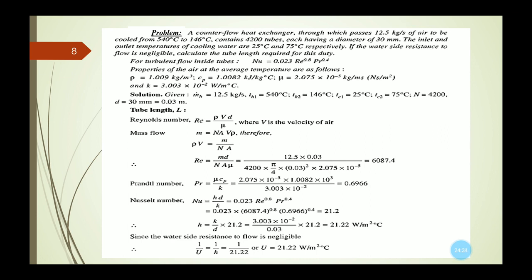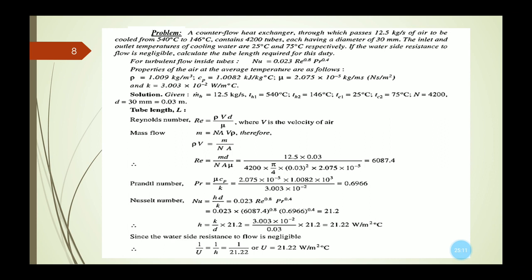Now, one relation is given for turbulent flow inside tubes. This Nusselt number is 0.023, Reynolds number to the power 0.8, and Prandtl number to the power 0.4. This type of relation we have seen in the convection module. Various relations for the Nusselt number, that is the different Nusselt number correlations, we have studied, and we have solved different numericals based on those correlations. So N is Nusselt number, R is the Reynolds number, and PR is the Prandtl number.